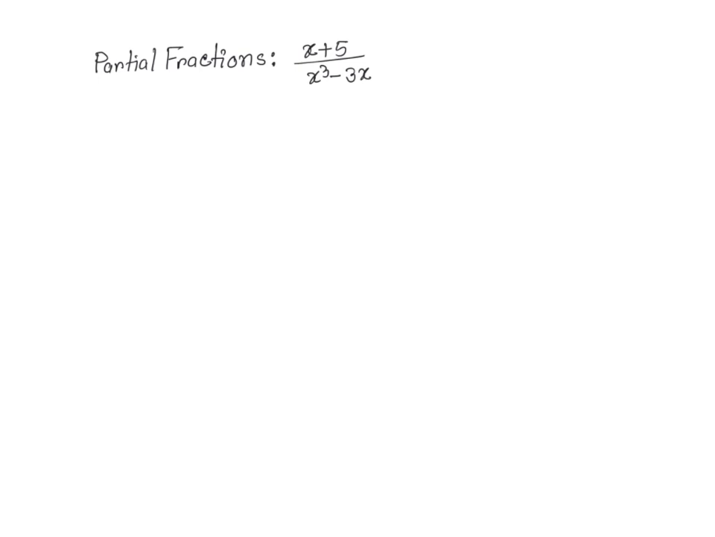In this video, I am going to find the partial fraction of x plus 5 divided by x cubed minus 3x. So let's go ahead and simplify it slightly. So x plus 5 divided by, I could factor out an x in the denominator. That's going to give me x squared minus 3. So in essence, I'm going to break this expression into two pieces, into two fractions.